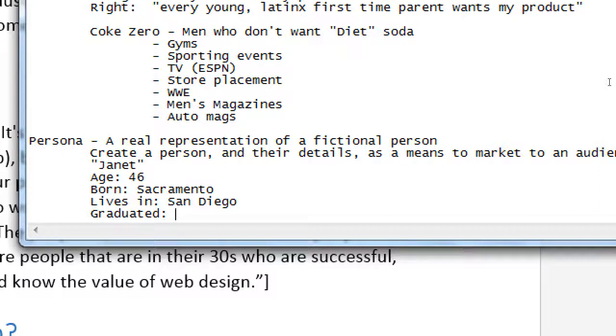I need to create a product, I need to create marketing for my product that will appeal to a 46-year-old living in San Diego that graduated from XYZ. So, this is a persona. It is one or more fictional people based on plausible demographic data that then you will cater your marketing efforts or direct your marketing efforts toward.